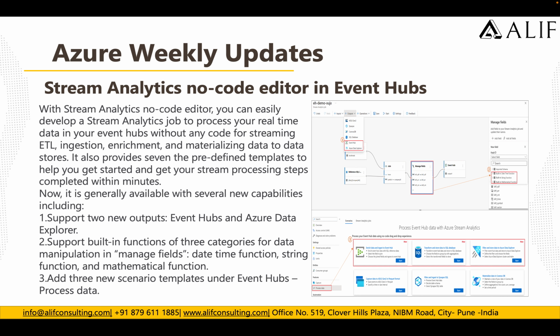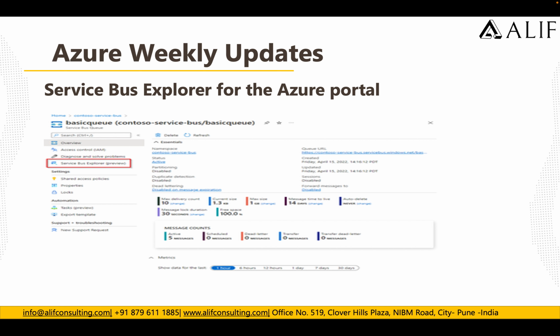It supports built-in functions in three categories for data manipulation in the manage fields: date and time functions, string functions, and mathematical functions. It adds three new scenario templates under Event Hubs process data. What that means is you no longer need to write any kind of code. You can simply drag and drop to manage or see your fields, and that's where you can create your stream analytics process directly to ingest the data from the Event Hub to any other source.